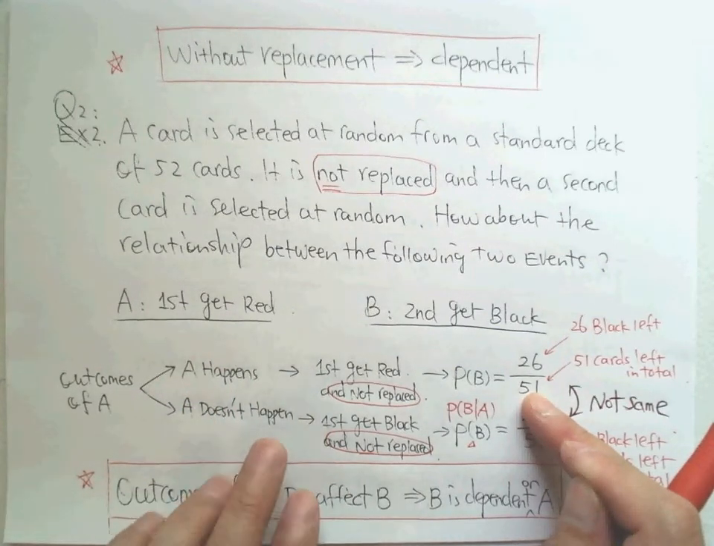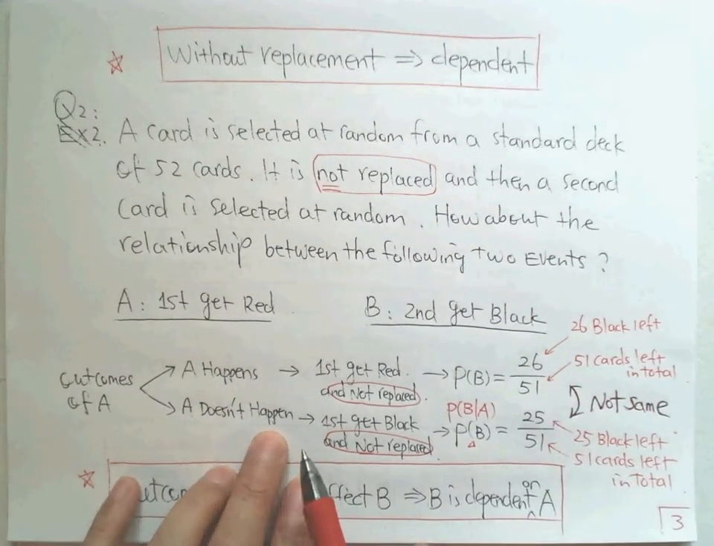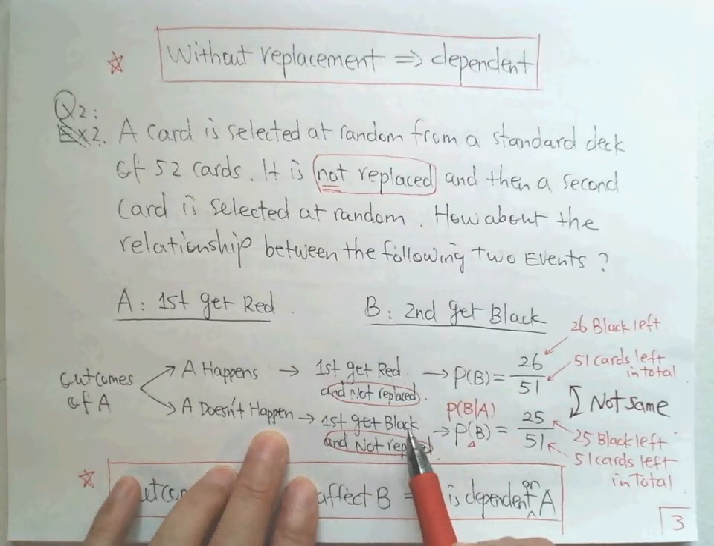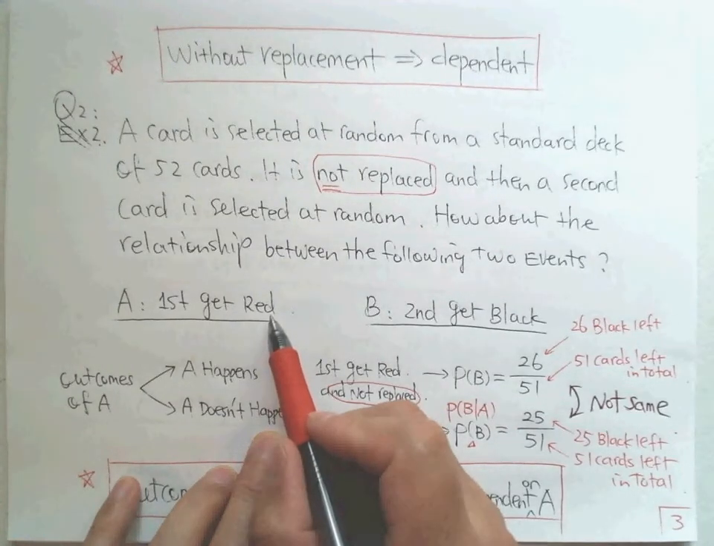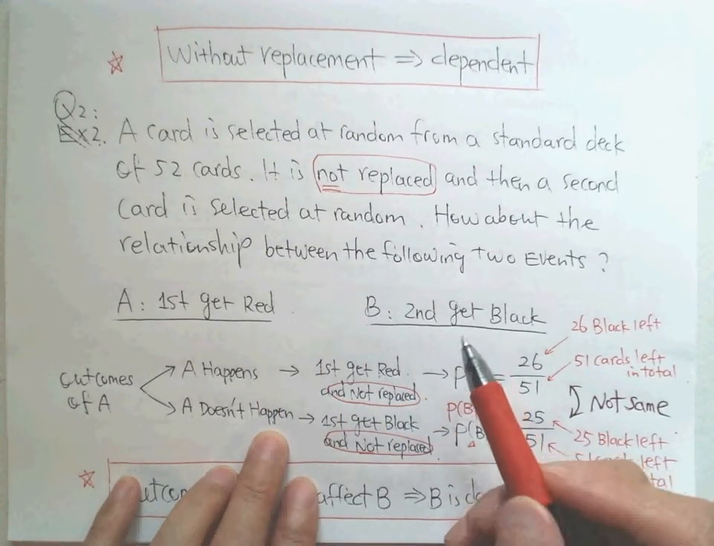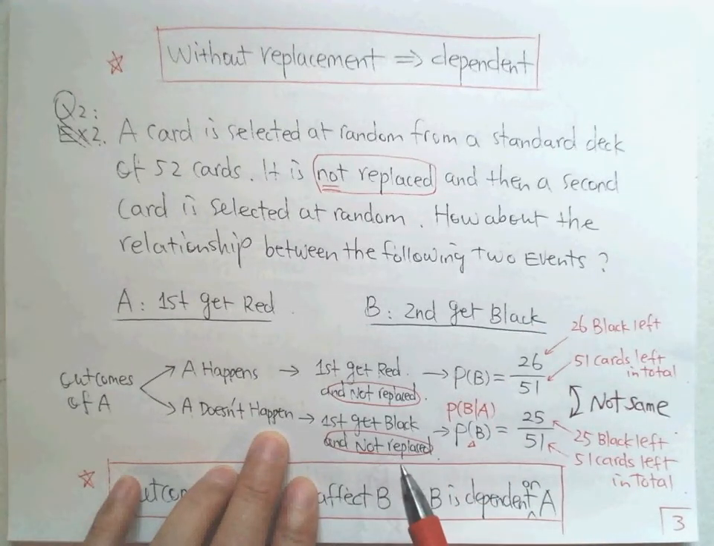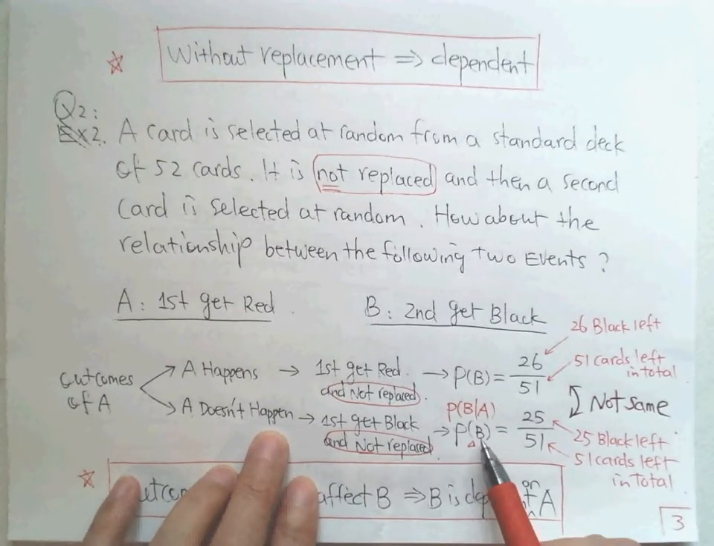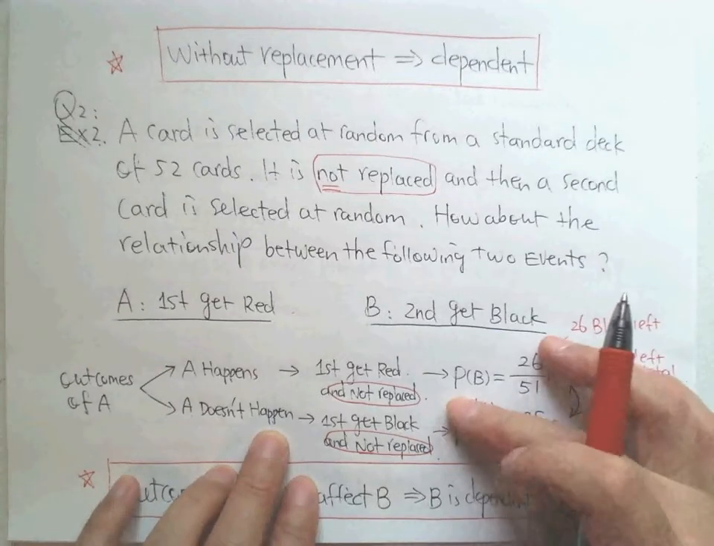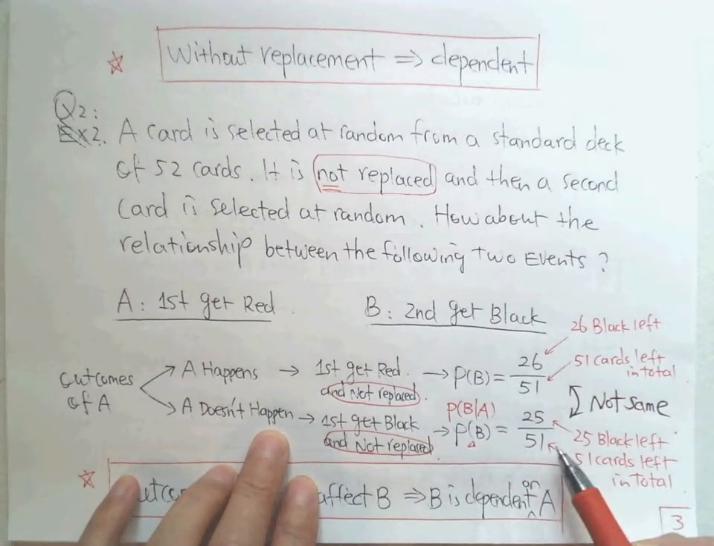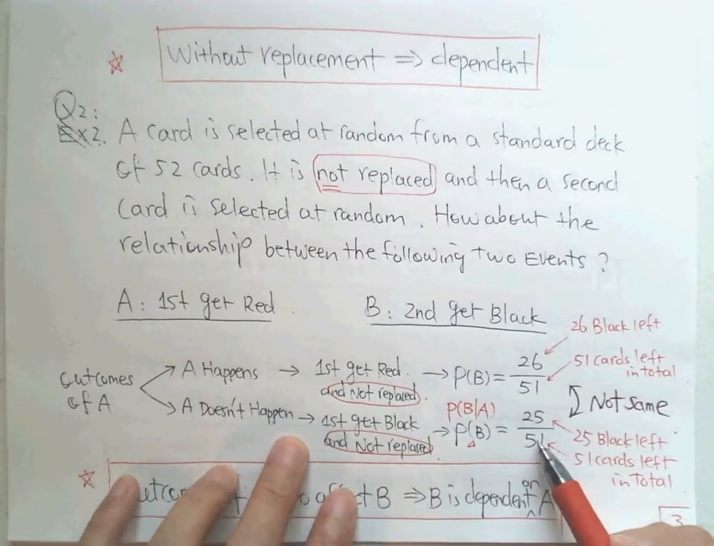How about if A does not happen? Okay, so we look at it. Does not happen means the first did not get a red. It means you get a black, right? We only have two colors. Okay, two colors. You get the black and not replace. So this time I look at it. The probability of B is what?